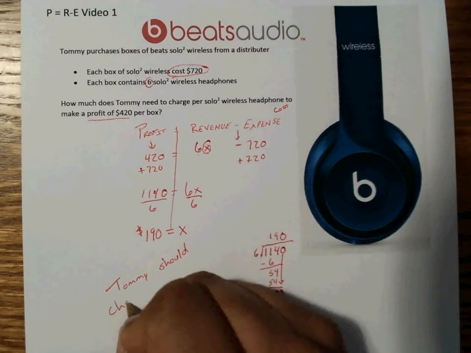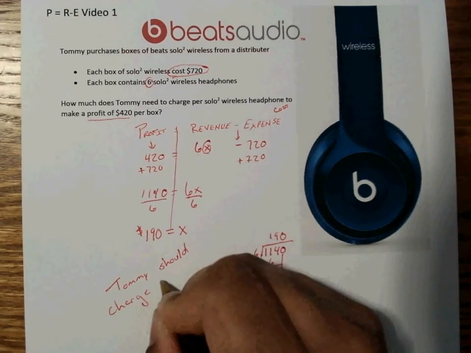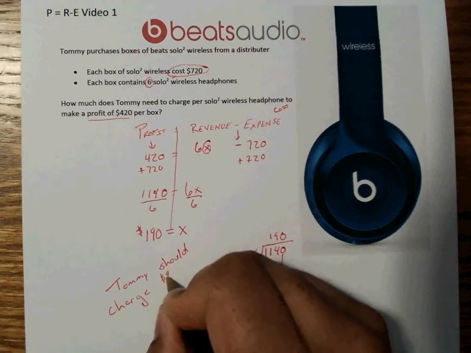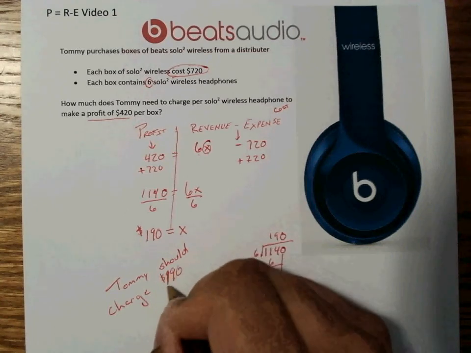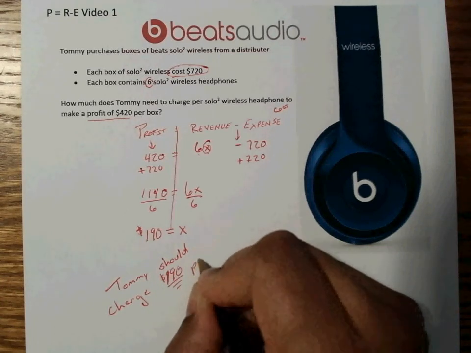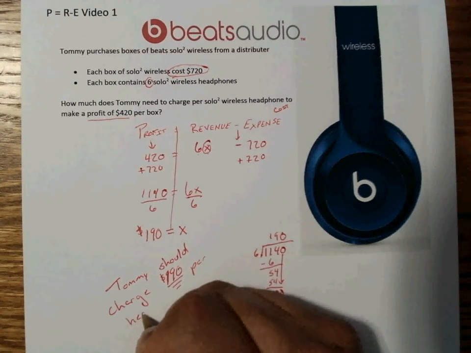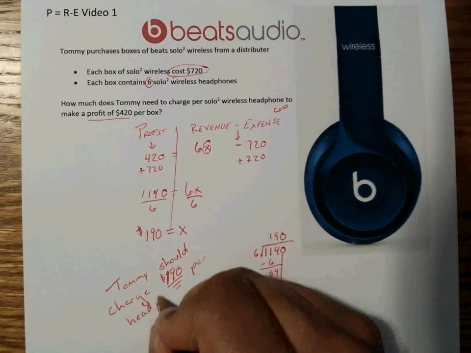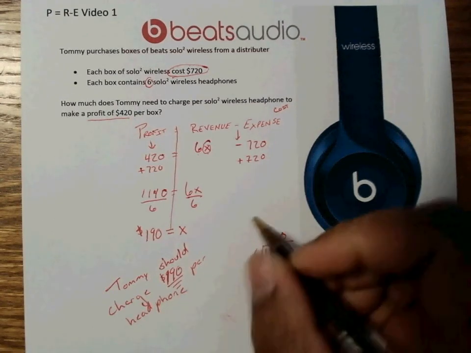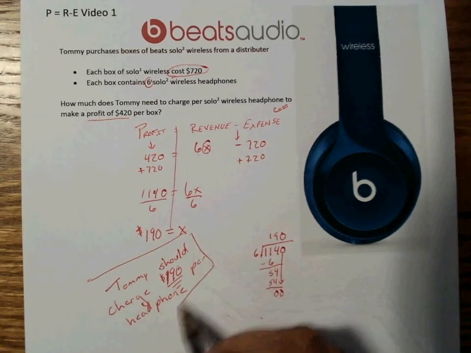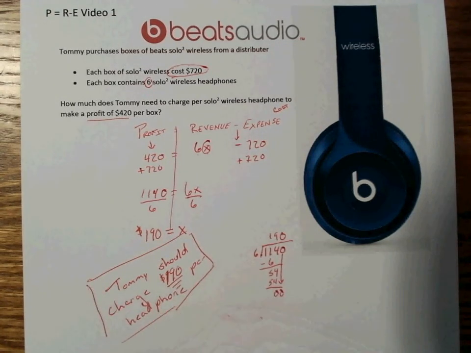So we know Tommy should charge $190 per headphone. And that, of course, box it, circle it, highlight it, whatever you want. And that's what we need to answer our question.